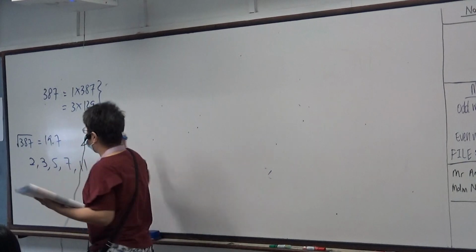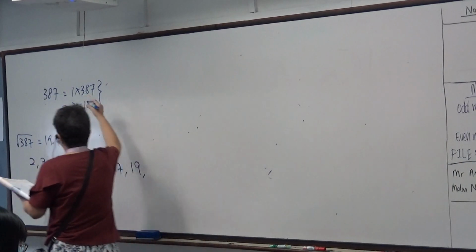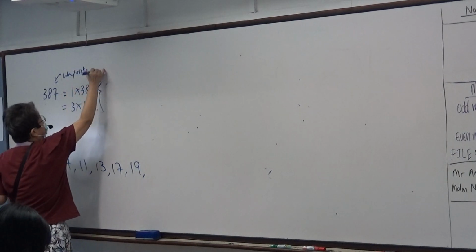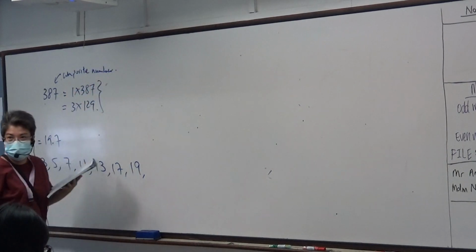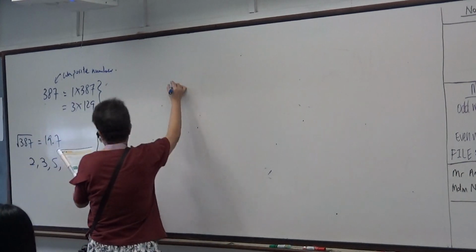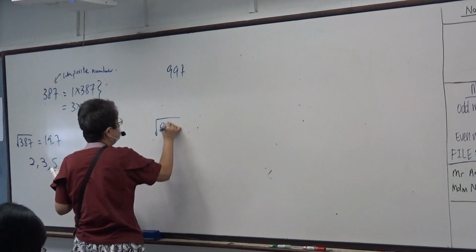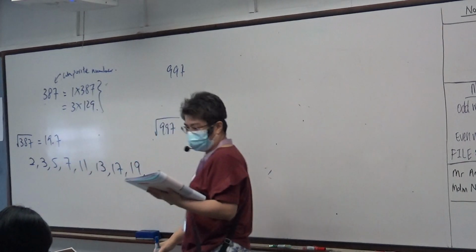Everybody clear? Okay, now let's take a look at another one. So we conclude that this one is a composite number. Everybody clear? That's how we test. Now next, 997. Can all of you key in the square root of 997?